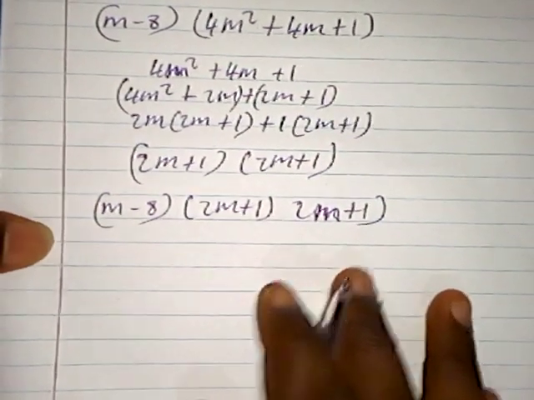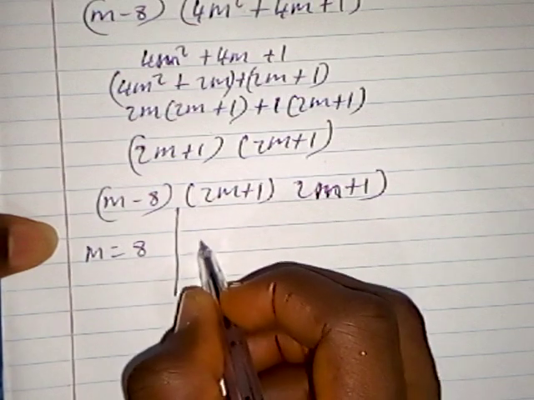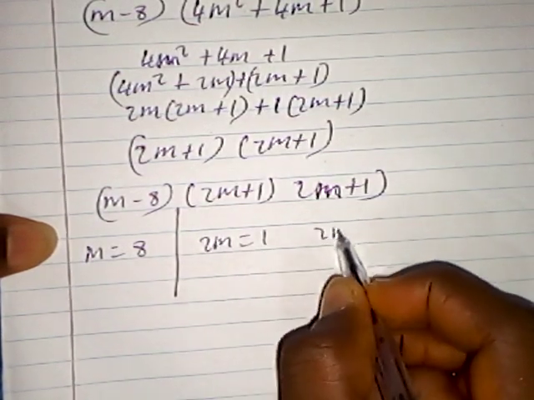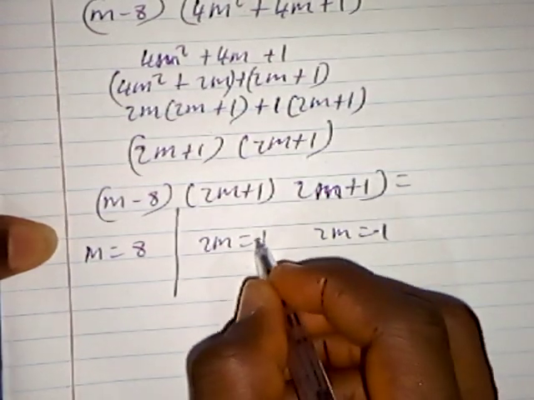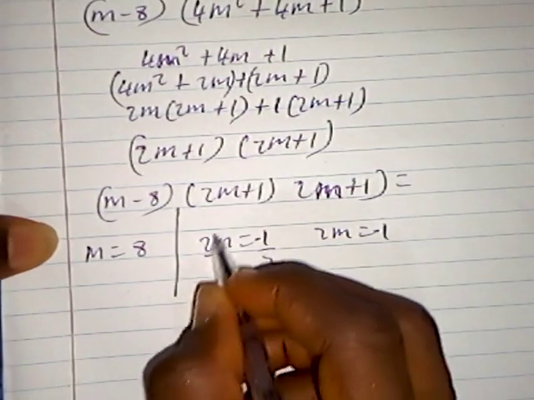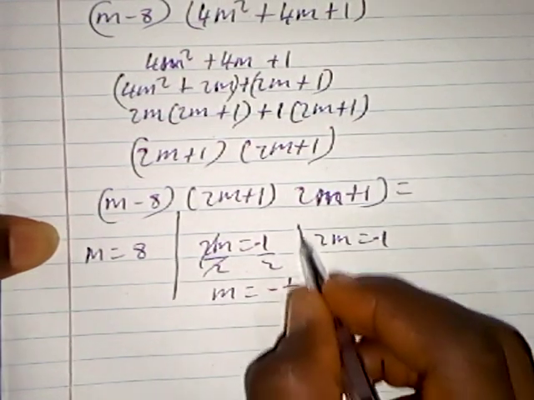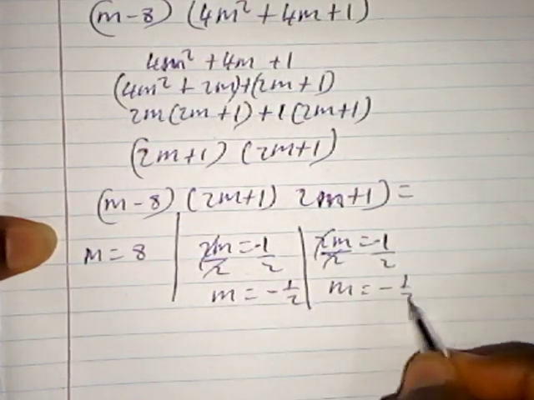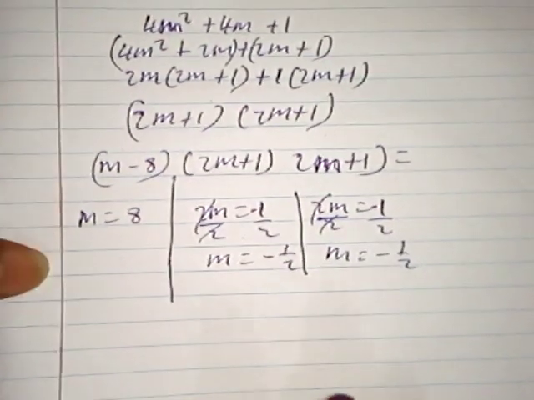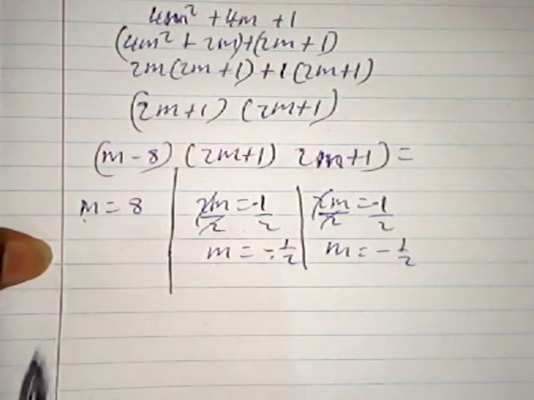Now, what are we going to do next? We try to find the value of m. Since now we say m is equals to 8, 2m is equals to 1, 2m is equals to 1, right? Sorry, is equals to minus 1. Minus 1. Good. Divide here by 2, divide here by 2. So m is equals to minus 1 upon 2, right? Divide here by 2, divide here by 2. So m is equals to minus 1 upon 2. Anytime you are finding exponential equation, once it's given the negative sign automatically, then you are going to forget about it.